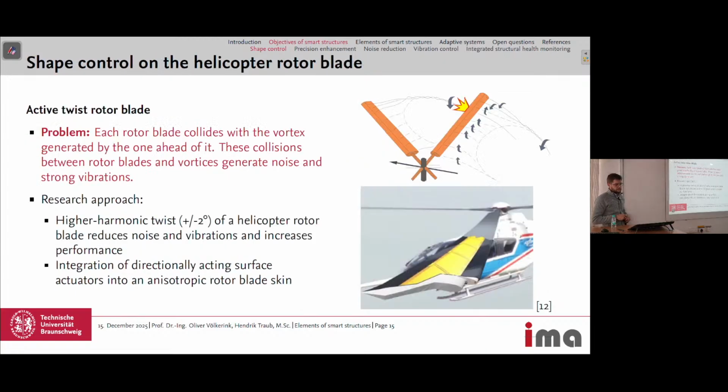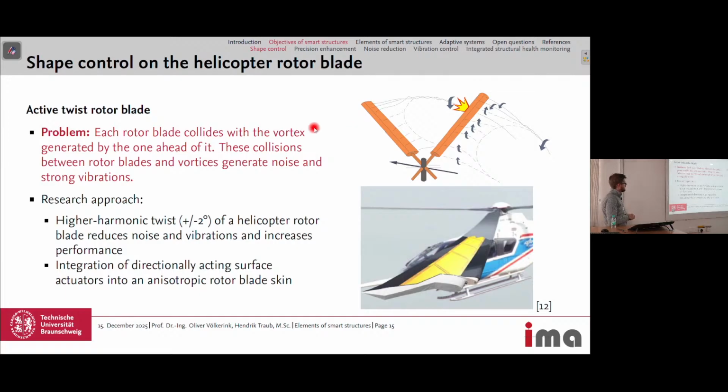The next example of shape control is on helicopter rotor blades. There was a project at DLR, or several projects. One is still ongoing on this topic. The challenge is that each rotor blade of a helicopter collides with the vortex generated by the one ahead. These collisions between the rotor and the vortex from the rotor blade ahead generate noise and also strong vibrations. I think you all know the typical noise of a helicopter.